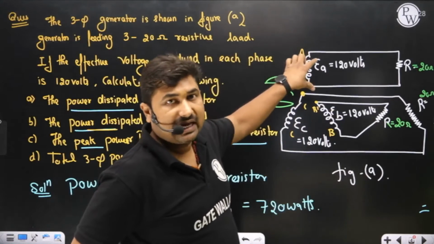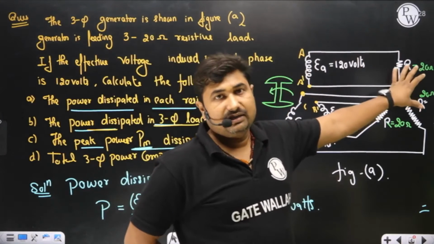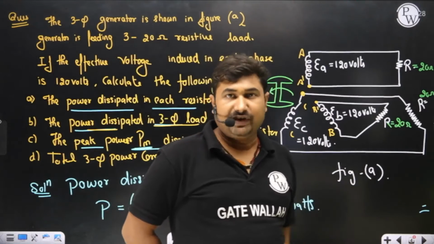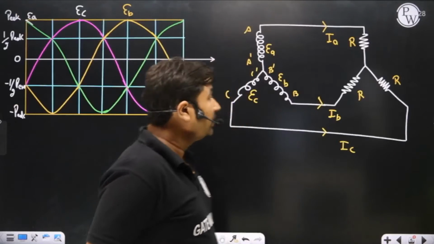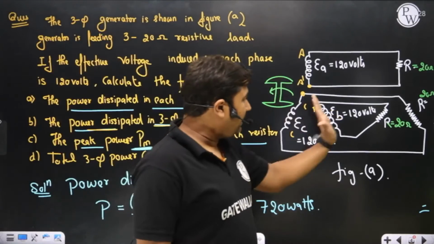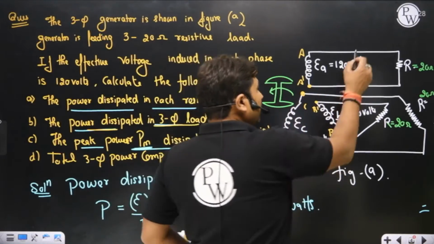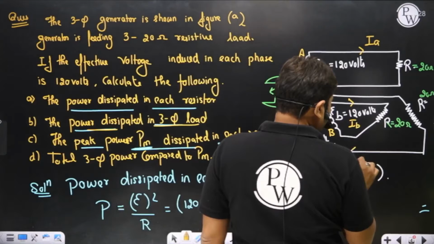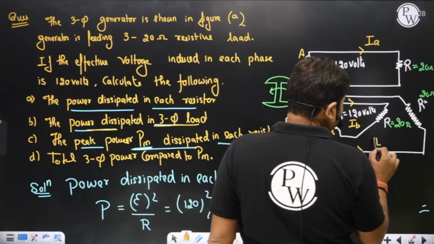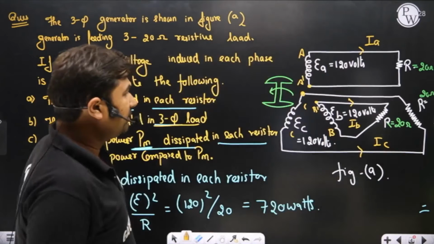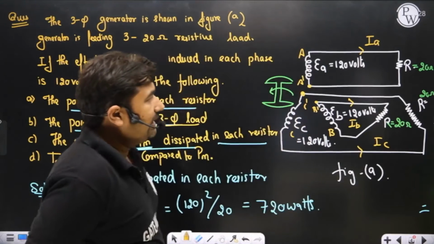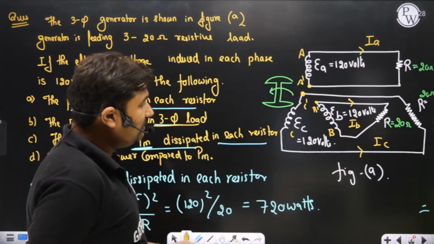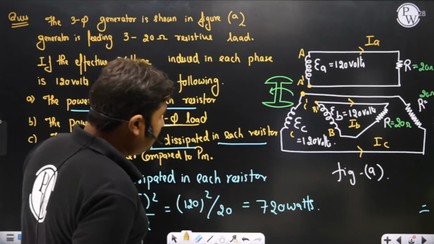If VA at an angle 0 divided by R, then we have IA at an angle 0 only. Voltage and current are going to be in the same phase if a resistive load is connected. So I am interested in IA, IB, and IC. In this circuit, it can be clearly observed: IA is equal to EA by R, IB is equal to EB by R, IC is equal to EC by R.